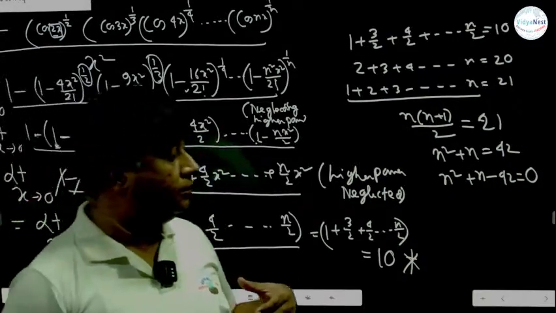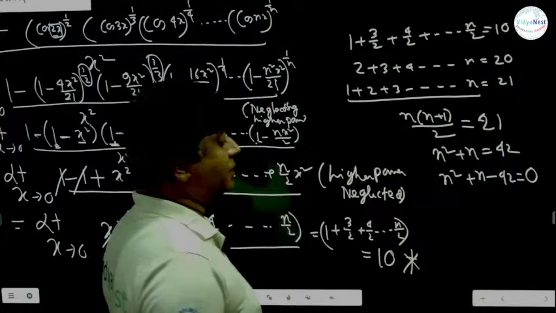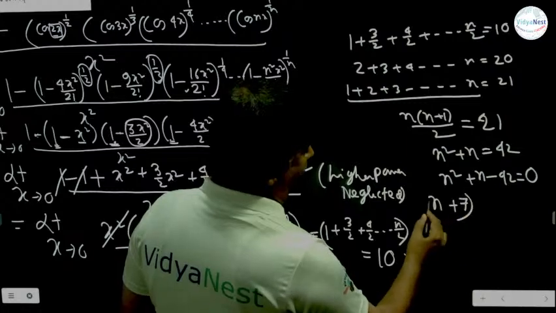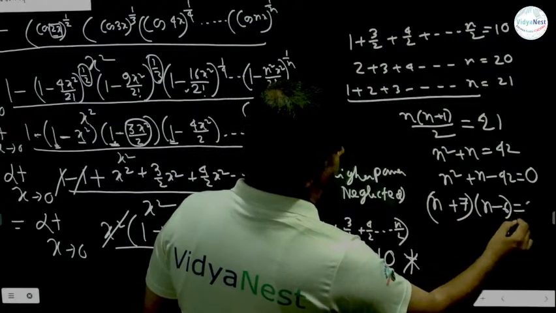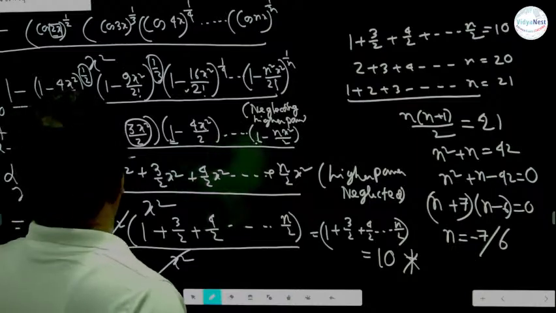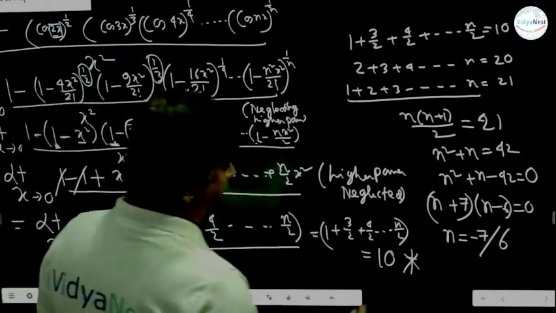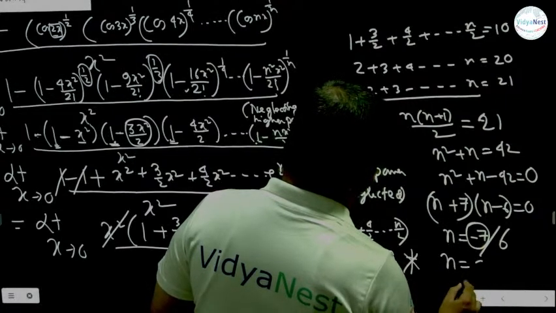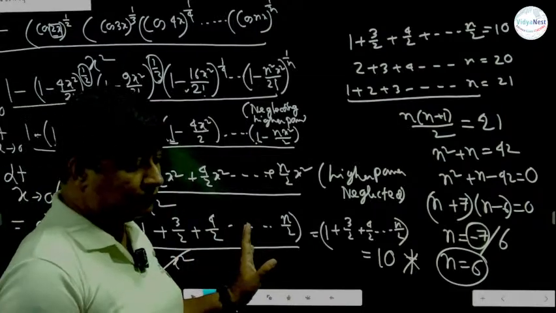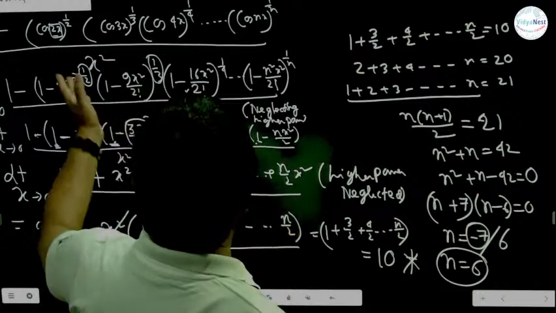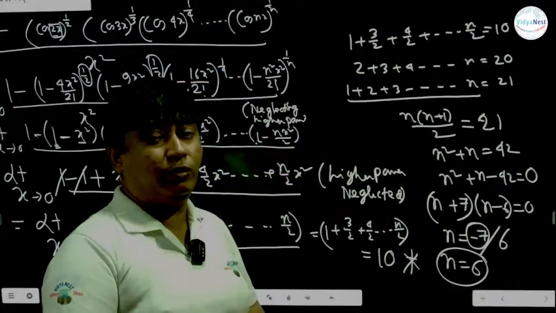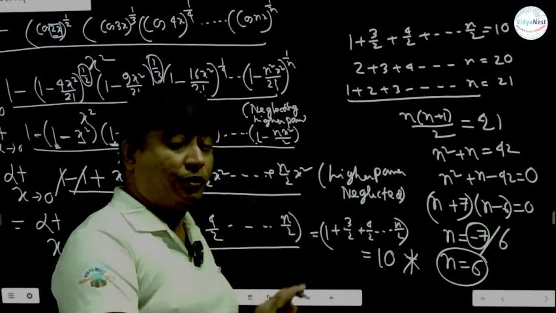Now it must be factorized. Without factorization, Sridharacharya's quadratic formula you could have used, but no need. You can write n plus 7, n minus 6 is equal to 0. N can be minus 7 or 6. But here I will omit minus 7. N is 6 only. Understand? Got it? This is really a good sum, but if we were in a position to use differentiation, the sum would have been terminated with a much shorter method. Okay?